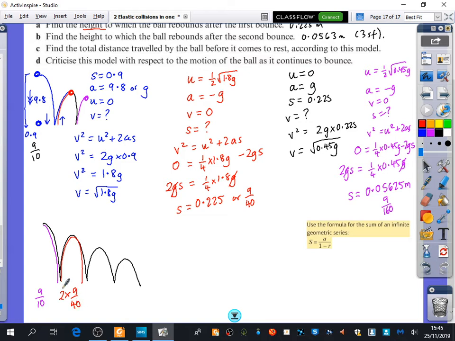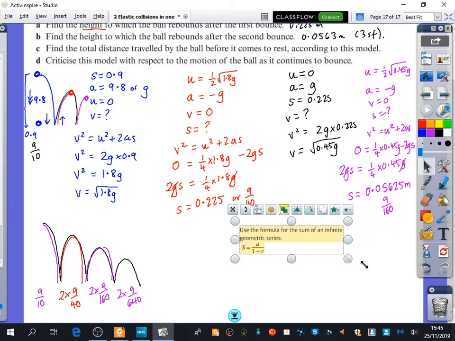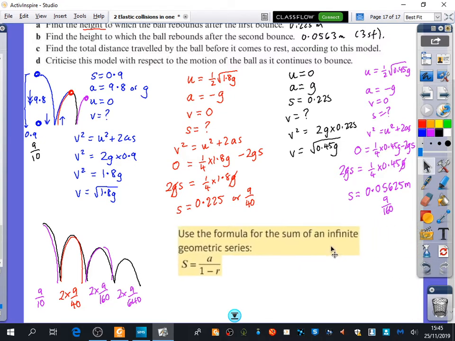We're trying to find the total distance that this ball is bouncing along. Now, if we do the next part, there's going to be this one and this one coming down. So there's 2 lots of 9 over 160. And then we've got, again, another journey where there's going to be 2 lots of 9 over 640. Now, there's something that you won't learn about until year 13, and it's this formula that we've got down here. It says the formula for the sum of an infinite geometric series.